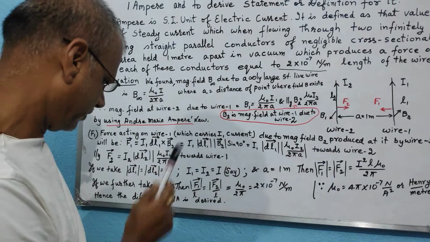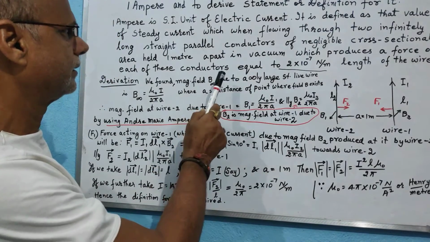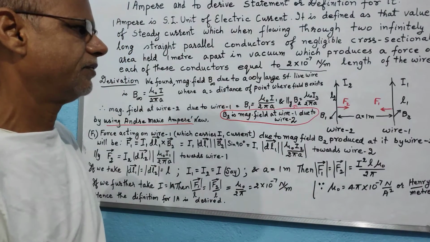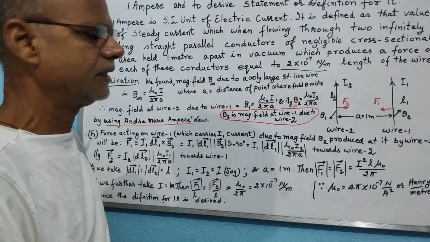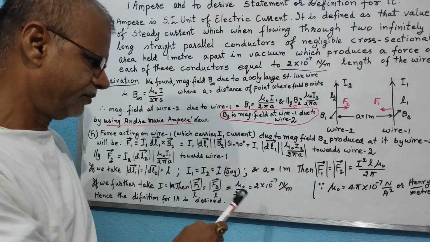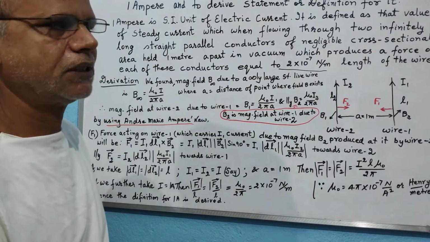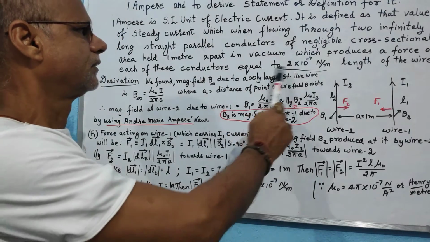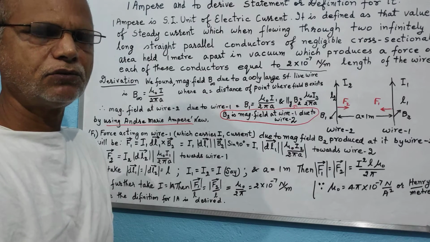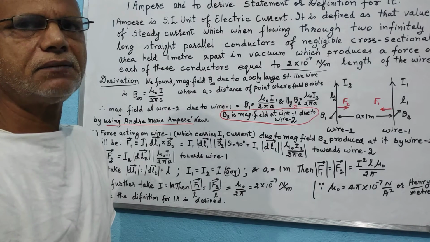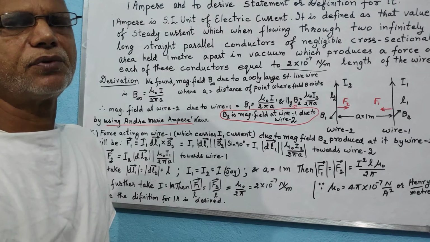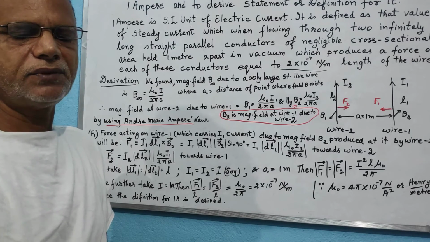per meter, and from this we have derived the relation that 1 ampere is that current which, when flowing through two parallel wires infinitely long and having negligible cross-sectional area, separated by 1 meter distance and placed in vacuum, exerts a force of 2 into 10 power minus 7 Newton per meter length of the wire. So that is the definition we have derived for 1 ampere. We have been learning it since class 11, but we did not know why we make this statement, from where we got this statement. Now we have understood it.